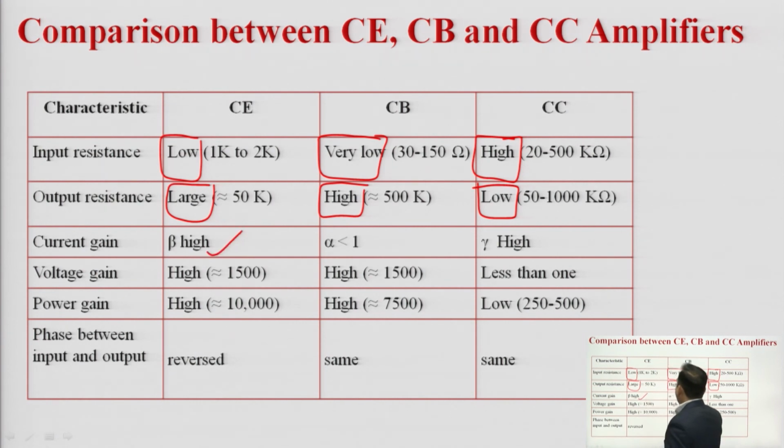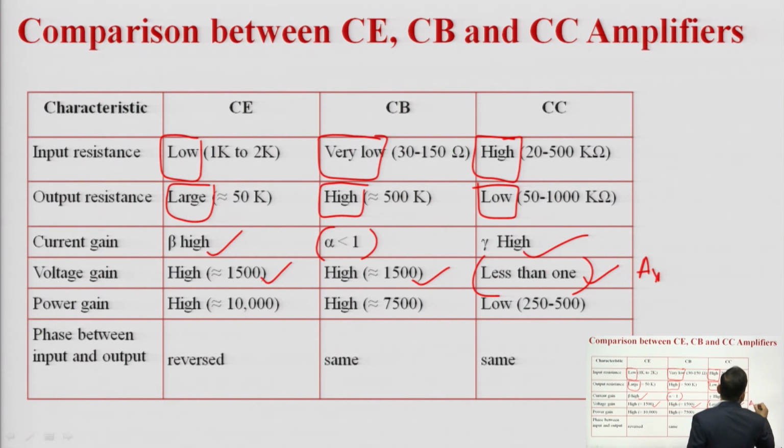Now, the current gain beta is high here, alpha, as we are aware, is less than 1, and gamma is again high. Voltage gain is high for common emitter, it is again high for common base, and less for common collector, meaning the voltage gain AV is 1. That is why it is known as a unity gain amplifier or voltage follower, meaning whatever the input voltage is, the output will follow the same. The power gain is very high because naturally the current gain is high and the voltage gain is high, so the product will definitely be very high here.